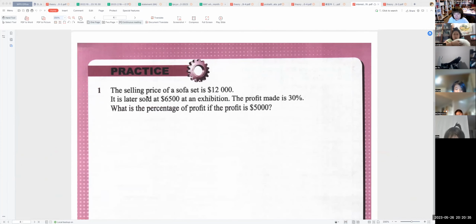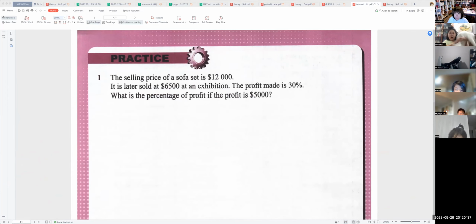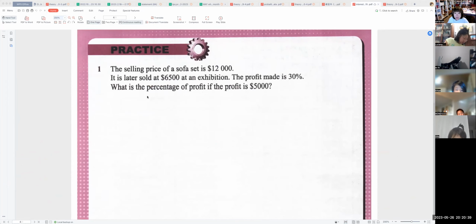Everybody, if you understand this question, we're going to quickly take a look at the first practice question. It's exactly the same, just the numbers have been changed a little bit. The selling price of a sofa is 12,000. It is later sold at 6,500 at an exhibition. The profit made is 30%. What is the percentage of profit if the profit is 5,000? Okay, everybody, take a look at this question.